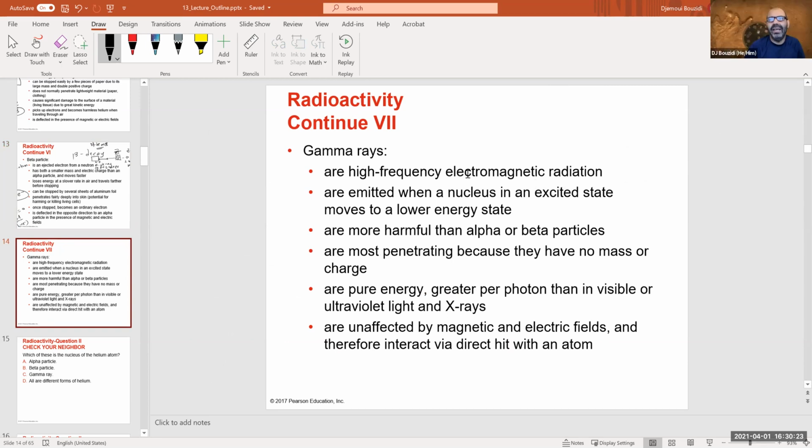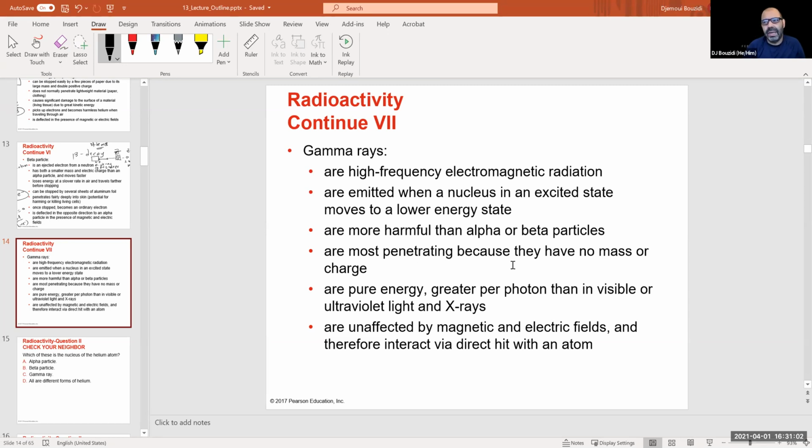Gamma rays are high frequency electromagnetic radiation, are emitted when a nucleus in an excited state moves to a lower energy state, and are more harmful than the alpha or beta particles, are most penetrating because they have no mass, are pure energy, greater per photon than invisible or ultraviolet or even X-rays. So these things are dangerous, okay? Their frequencies are the order of 10 to the power 20 to 10 to the power 24 hertz. So it's really a lot, okay?